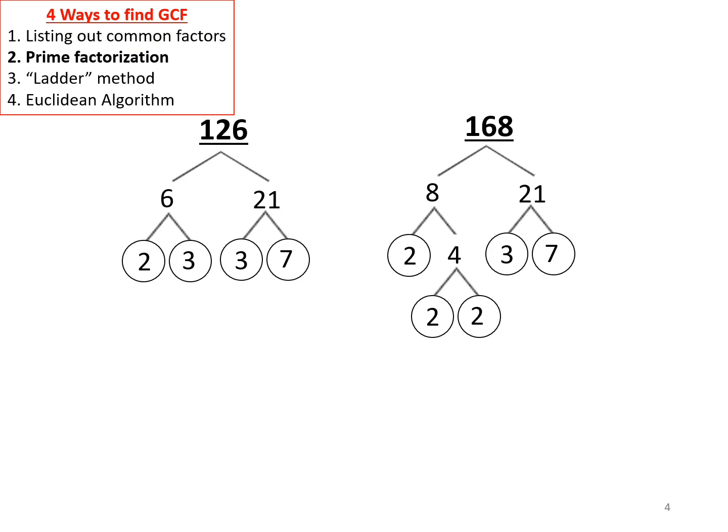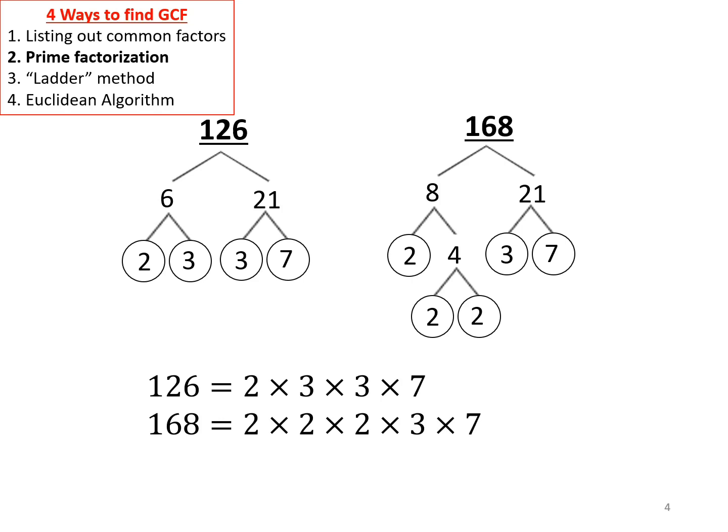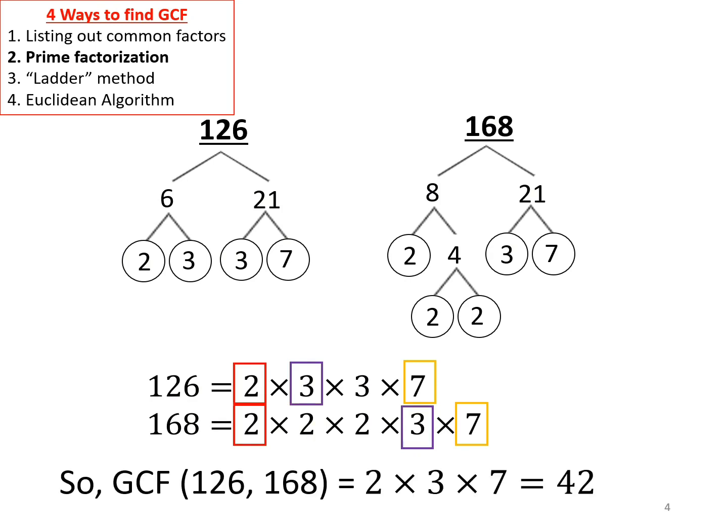And then you list them out, and then you just circle the common numbers in there, which is 2, 3, and 7. Then after that, you get those numbers and you multiply them together. So you find that 2 times 3 times 7 is 42. So yet again, the greatest common factor of 126 and 168 we find is 42.